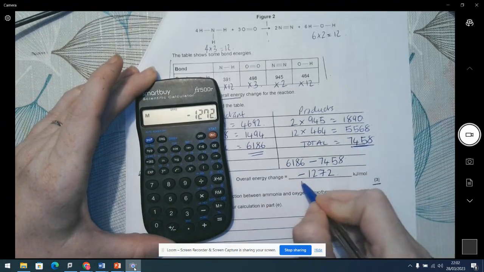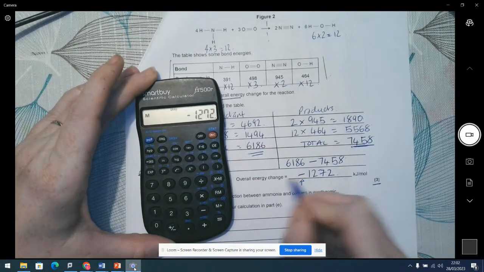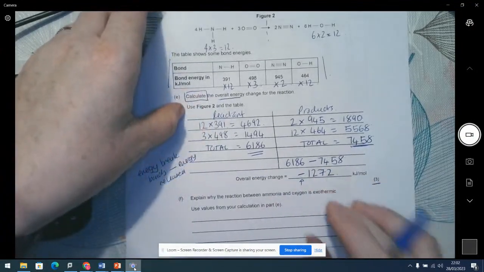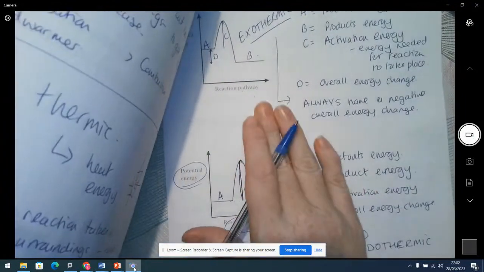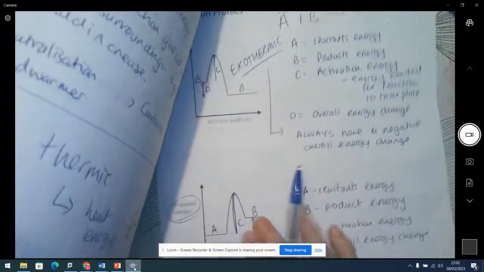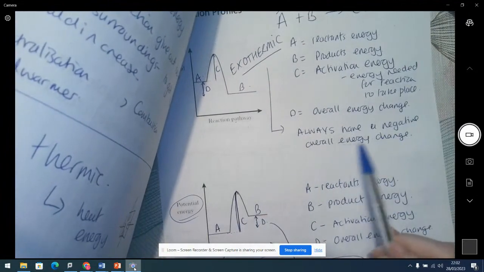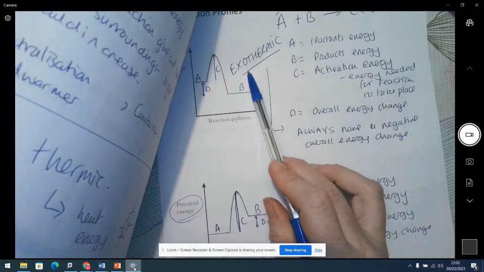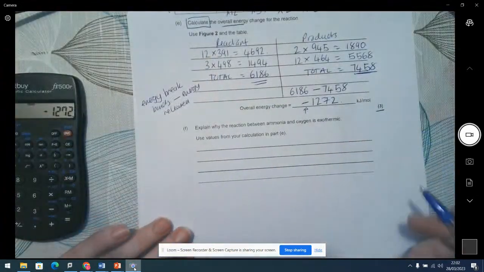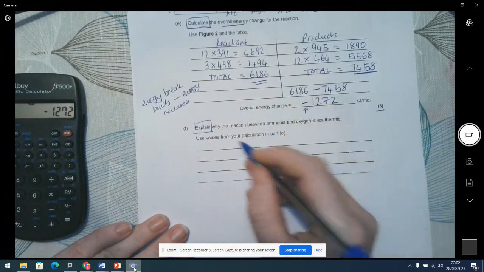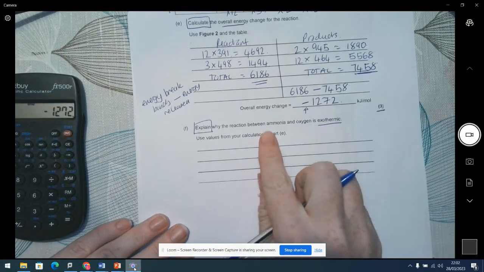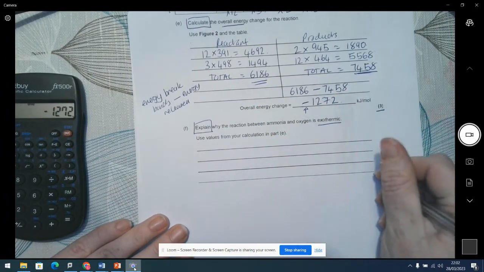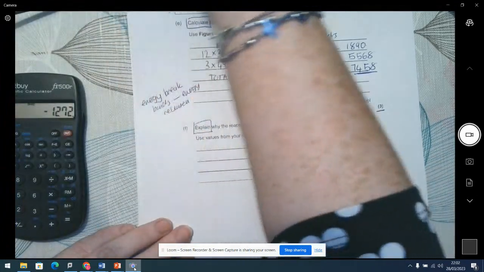That gives me an overall energy change of 1272. Now, if you notice there, I've got a negative overall energy change. And this is where this can actually link back to when we were talking about reaction profiles. Because we said earlier that if you've got an overall negative energy change, then that's an indication that you've got an exothermic reaction. And lo and behold, the next part of the question is, explain why the reaction between ammonia and oxygen is exothermic. And I've got to use my value from the question before. This is often a 2-mark question, okay?